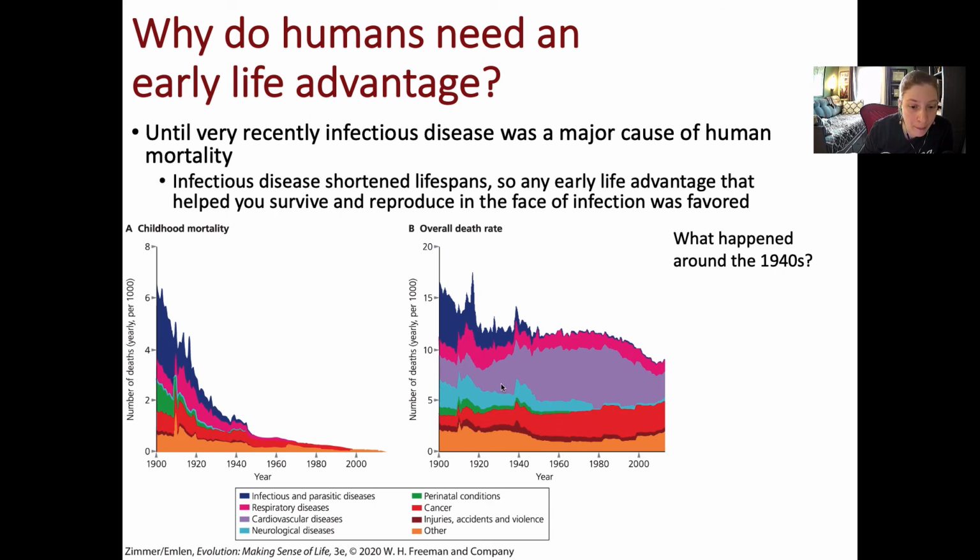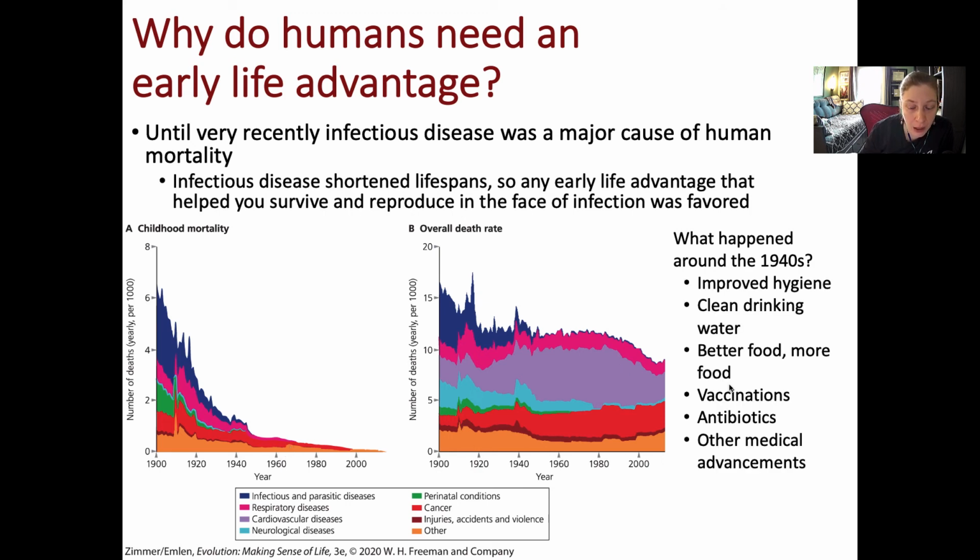And so what happened around the 1940s? What changed such that infectious disease mortality went to nothing? Around this time is when you have the development of improved hygiene and clean drinking water. You have better food, more food. Vaccinations start to become very common. And you have antibiotics come on the scene. And lots of other medical and technological advances that make surviving childhood much more likely and make infectious diseases much less of a threat. But until very recently, right? Evolution works on long time scales.